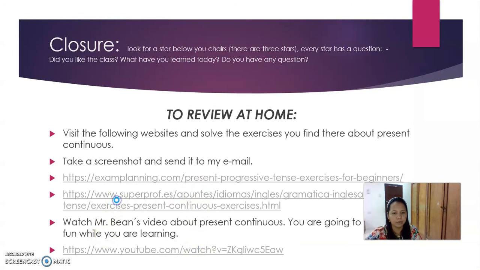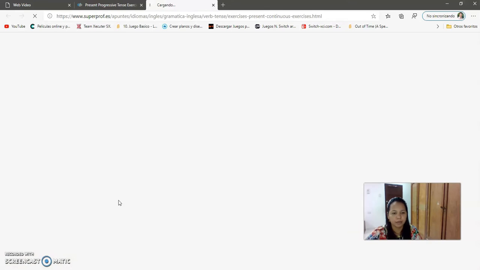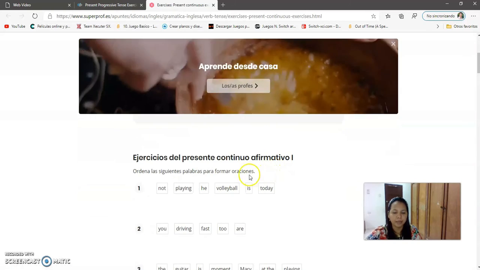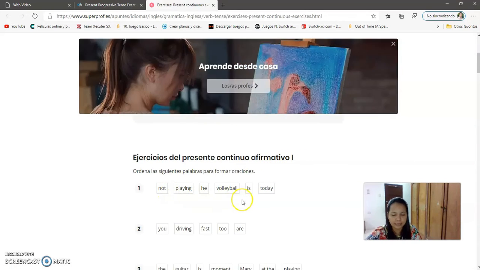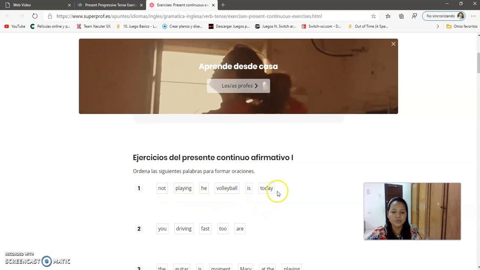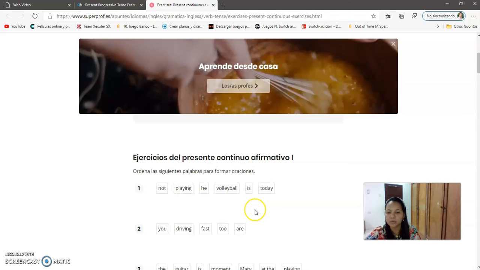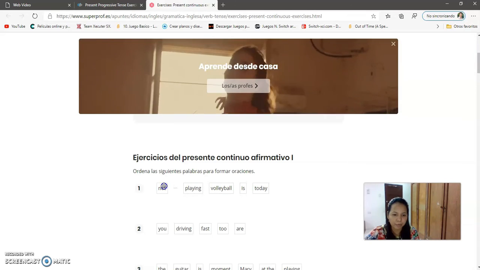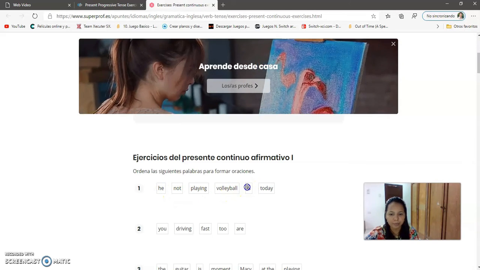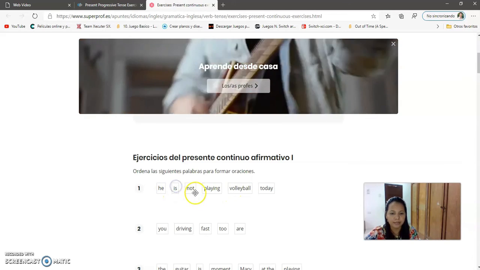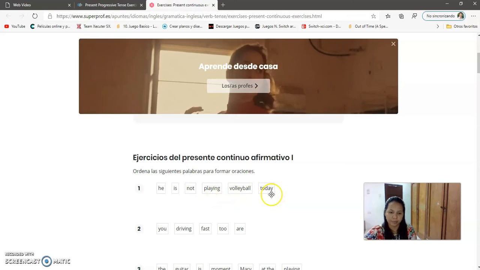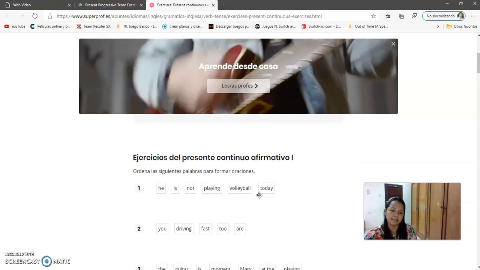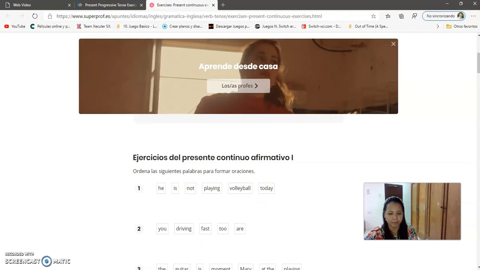Here we have another website where they can practice. Here they have the sentences in this order and they need to organize the sentence, of course, using the structure of present continuous. For example, in this case, he is not playing volleyball today. And after doing the activity, they need to take the picture and send it to my email.